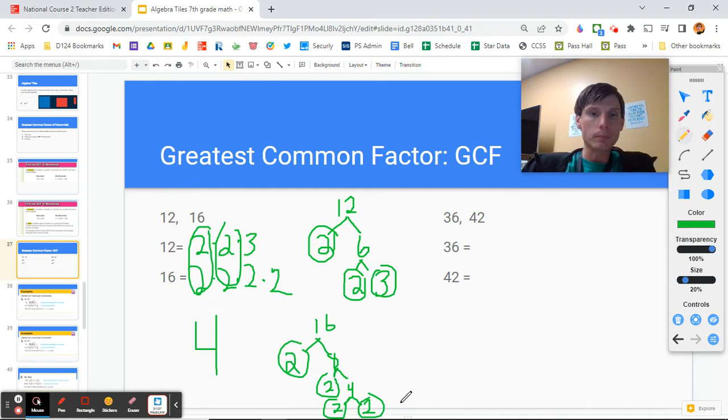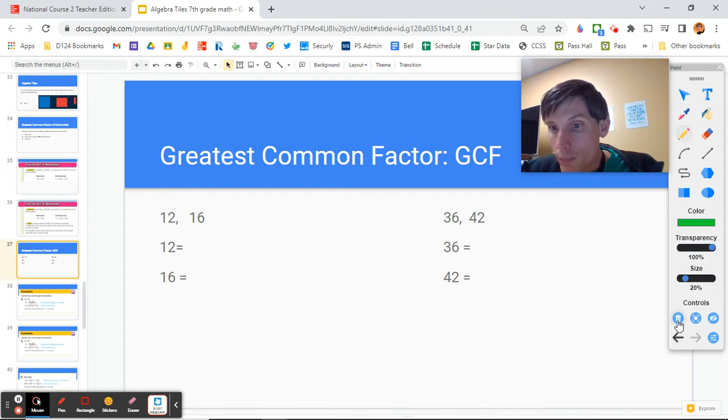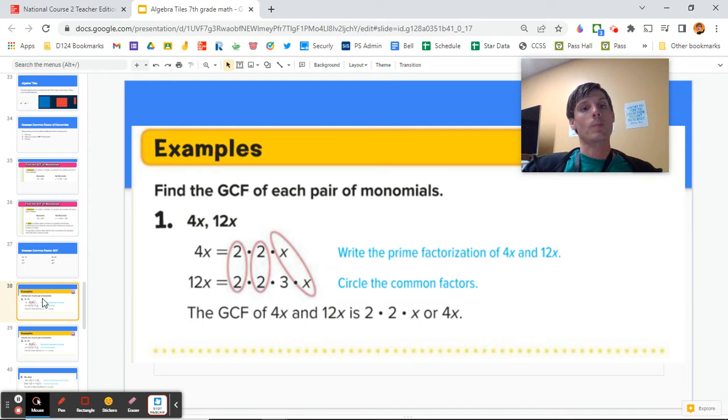All right, does it look familiar? All right, I think we'll be good on our basic examples of GCF. And let's move on to some examples with monomials.